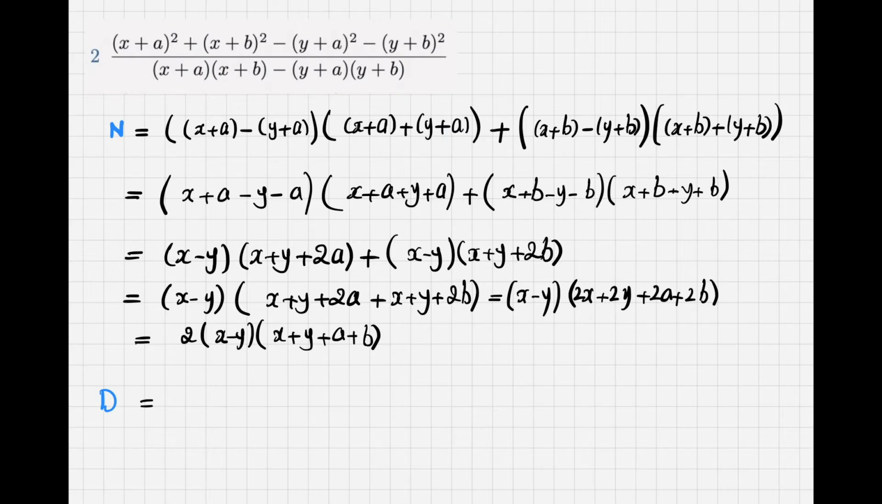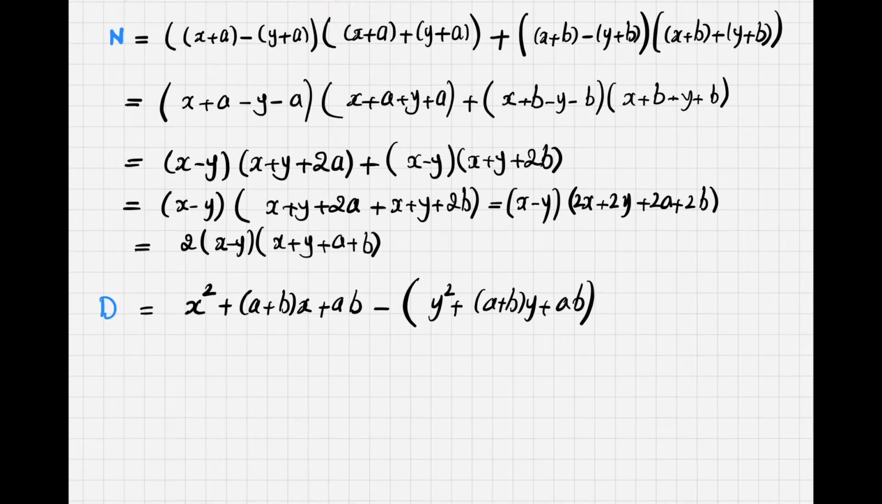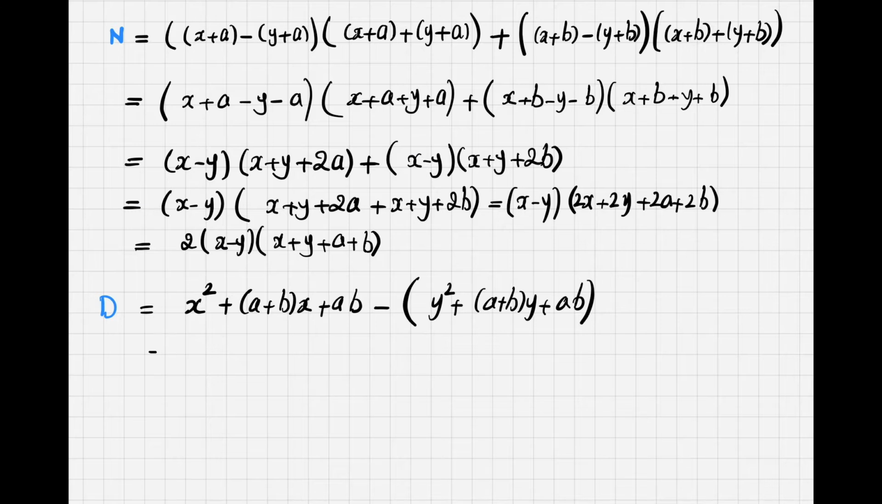So the expansion of the first one is x squared plus (a plus b)x plus ab, and the next one I have a negative sign in between, so it becomes y squared plus (a plus b)y plus ab. Yes, so I have multiplied these and written it in this form. Now I open this bigger pair of brackets, so it becomes x squared plus (a plus b)x plus ab, and then it becomes minus y squared minus (a plus b)y minus ab.